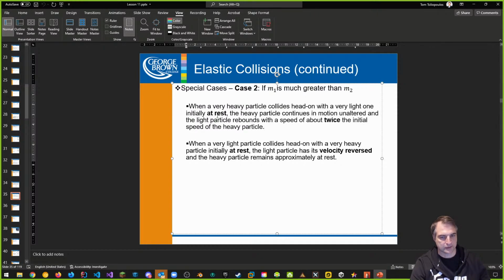Okay, so now you might say this is very similar to inelastic collisions, but they're not bonding. The two masses aren't coming together here. Here's another case where one mass is much greater than the other one. A very light particle collides head-on with a very heavy one, initially at rest. The light particle has its velocity reversed. We can always think about the light particle hitting a wall, if you will. Okay, that's case 2.